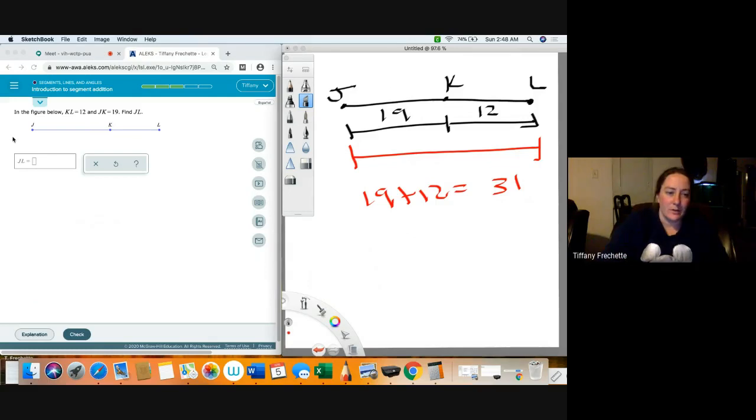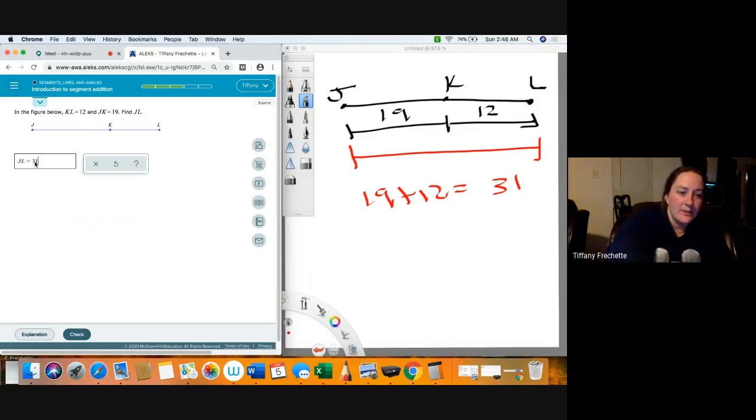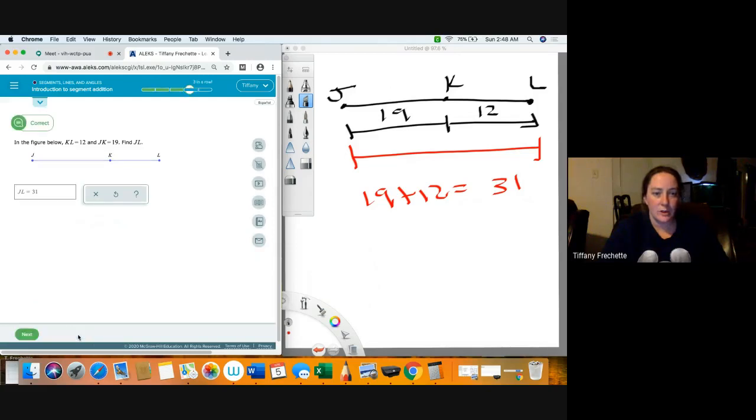All right, so we're going to go ahead and type in 31, and they're not giving us units on this one, so we just type in the number. We haven't worried about what units they are. All right, and that's another one down.